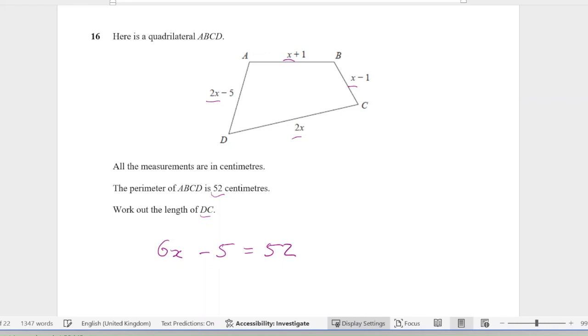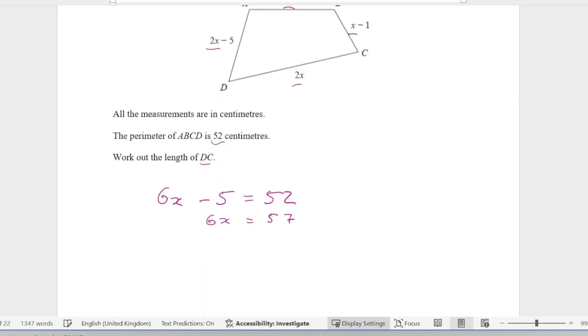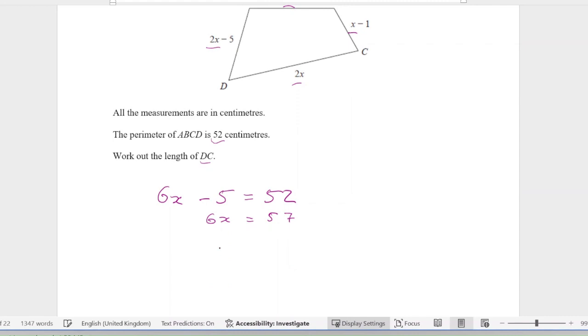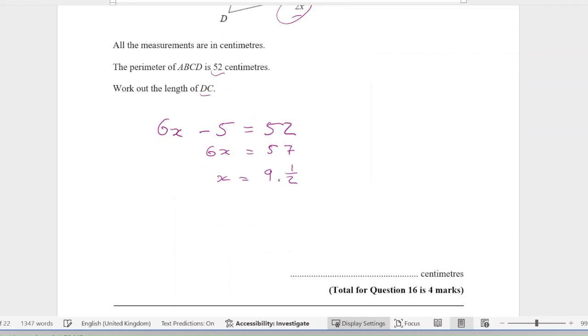I'm then going to add 5 on both sides. So 6x is going to be equal to 57. And then divide both sides by 6 is going to give me x is equal to 9 and a half. And what does it actually ask? Work out the length of DC, so that's this length here. So 2x. So actually I should have just divided by 3 here. So 2x is going to be equal to 19.